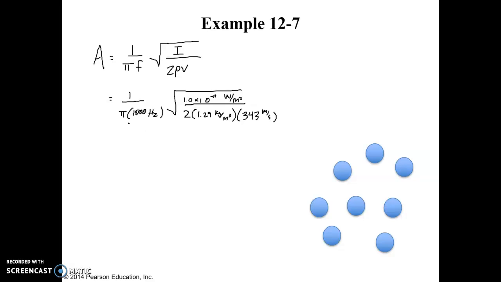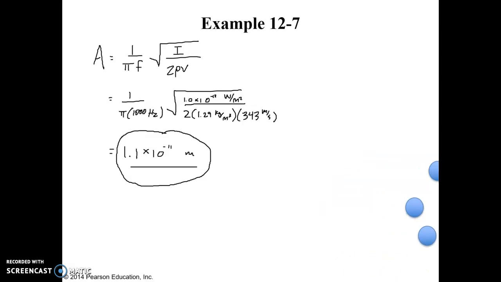If we calculate all of that, we get an amplitude of just 1.1 times 10 to the negative 11th meter. That's an incredibly small amount. These air molecules do not have to vibrate much at all for us to be able to hear it. And that's really all I needed to demonstrate with this example problem: the incredibly small amount that an air molecule needs to vibrate for us to be able to hear it. And there go my vibrating molecules again.